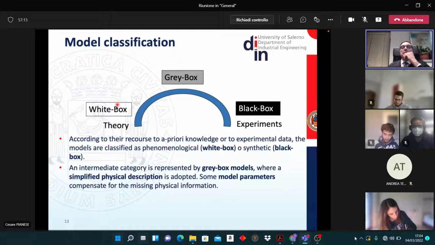Here you may need a lot of data. In the middle, we have the gray box model, of course, which is a mix. Of course, when you mix white and black, you have gray.